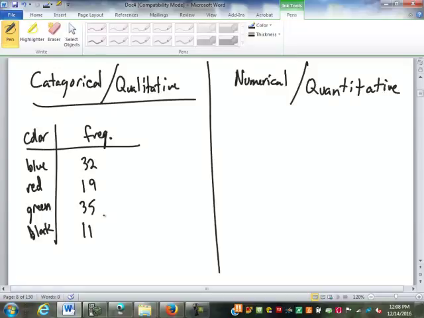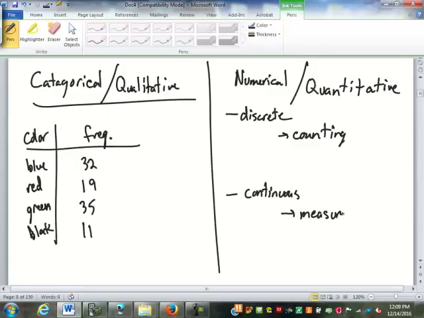There is grouped and ungrouped data. You have discrete numerical data. For discrete numerical data, that is basically counting. Like how many classes are you taking? How many cars do you own? How many children do you have? Those are things that are counted. And then there's continuous, which are things that are measured, which is your height, your weight, or whatever.